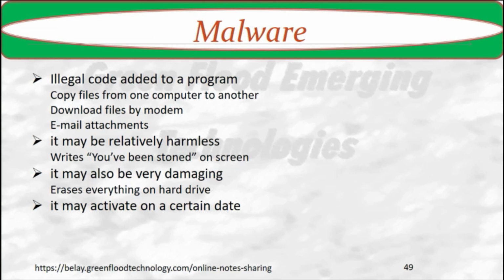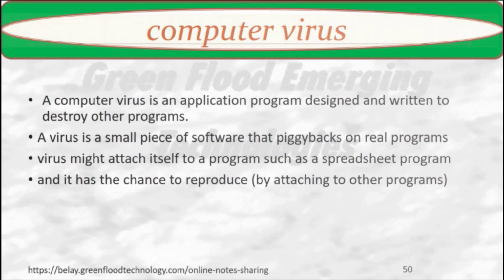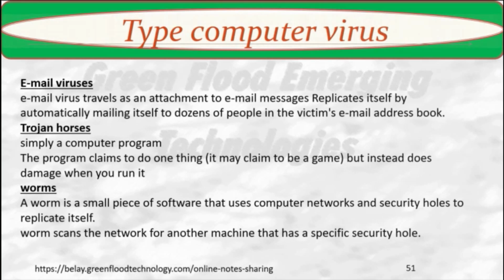It may also be very damaging. It erases everything on the hard drive. It may activate on a certain date. A computer virus is an application program designed and written to destroy other programs. A virus is a small piece of software that piggybacks on real programs. A virus might attach itself to programs such as a spreadsheet program, and it has the chance to reproduce by attaching to other programs, like an email virus.